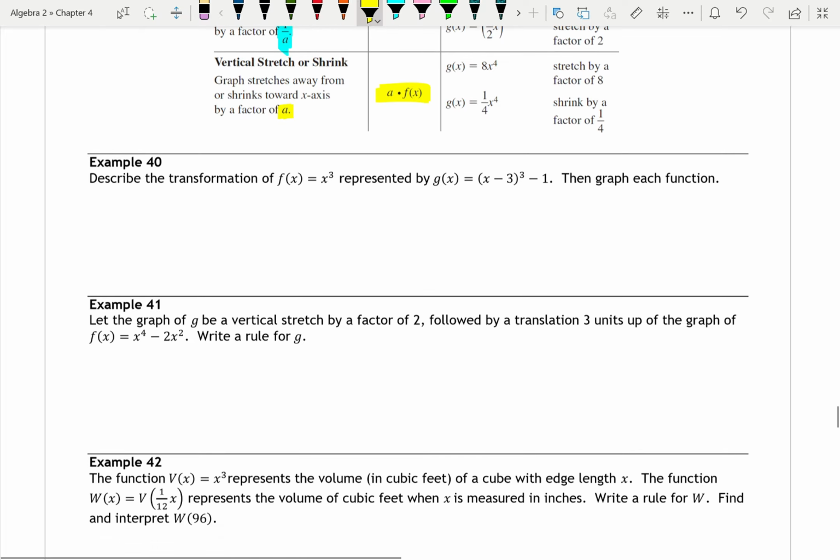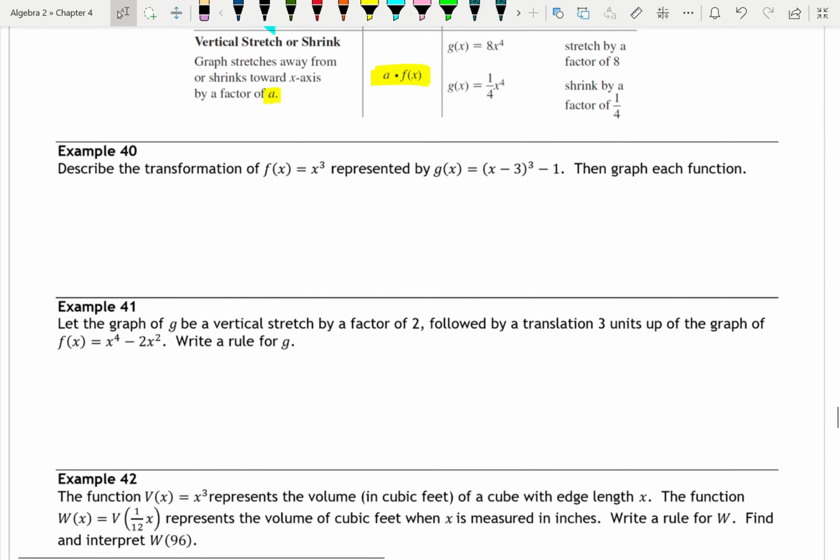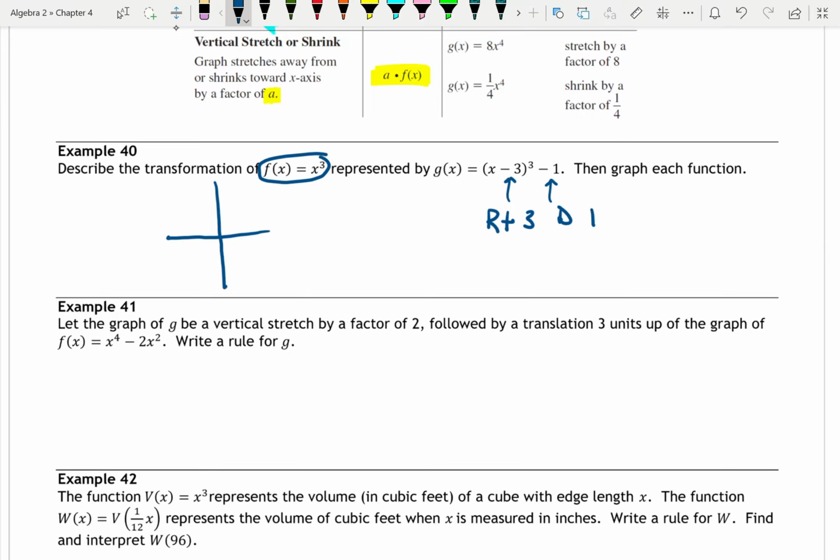So let's look at number 40 real quick. Describe the transformation of f of x equals x cubed, represented by g of x equals (x minus 3) cubed minus 1. That minus 3 moves it right 3, and the minus 1 moves it down 1. Now, we can use a graphing calculator, but I have this graph kind of in my head. The graph of x cubed, we have a dot at (0, 0), a dot at (1, 1), (negative 1, negative 1), and it looks something like that.